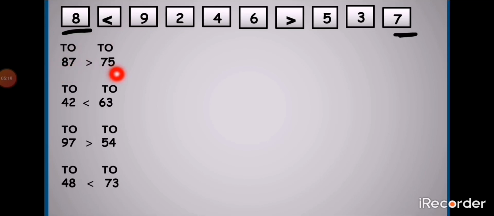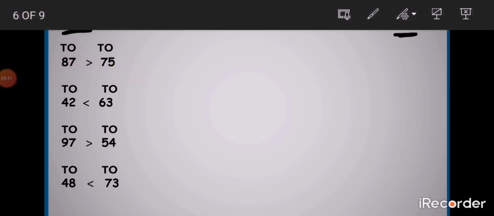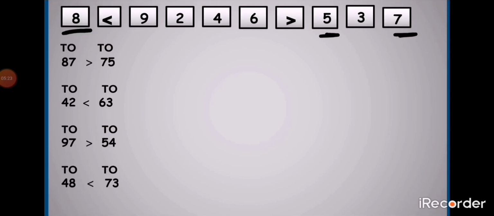And then I choose 7 and 5. So I make 75. Now we have two numbers here, and then you will put place value on it, so you can find out which one is greater or which one is smaller.